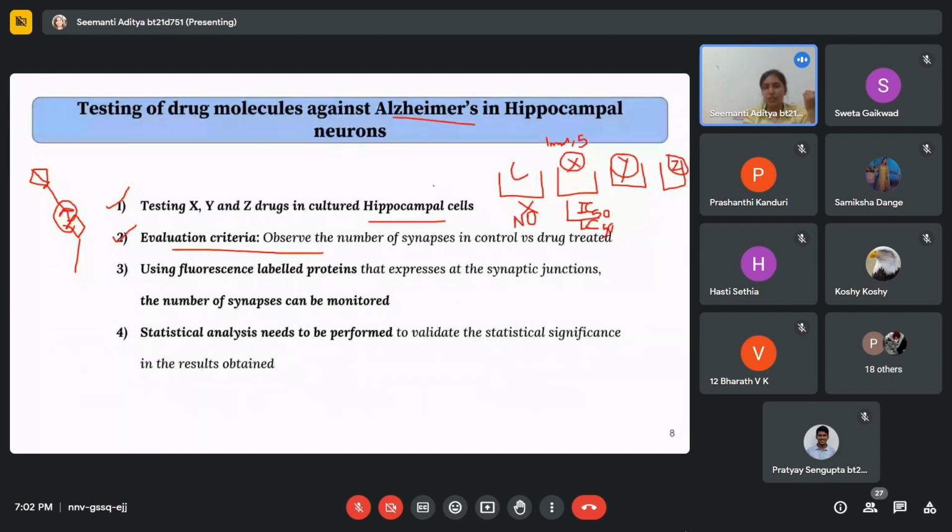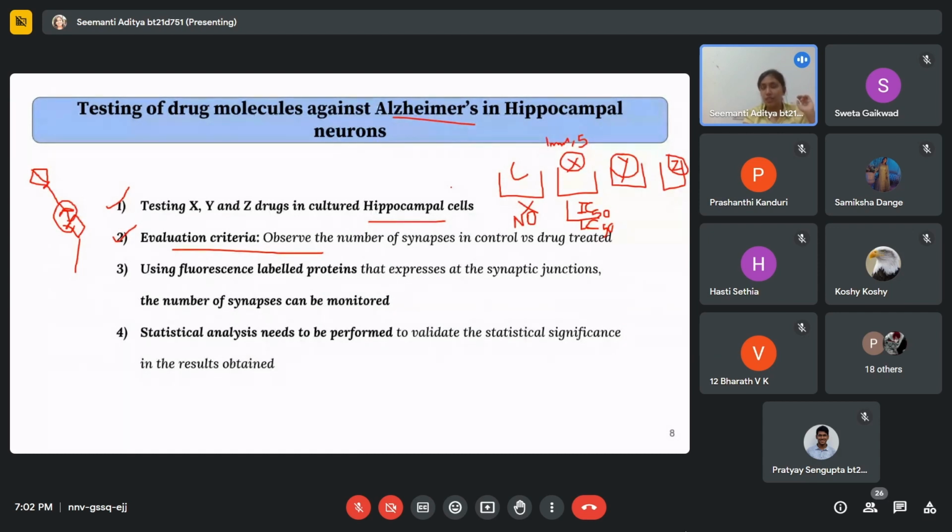So just isolating hippocampal neurons, plating them, and then checking the effect of the drug is not a very good idea, because those hippocampal neurons that we are isolating from the fetus might come from a healthy fetus, and they might not show similar characteristics to what happens in a diseased condition or an Alzheimer's patient.